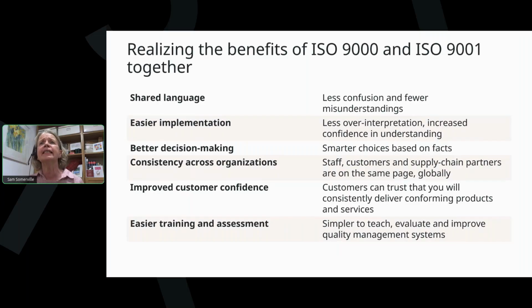And it's that consistency that builds customer confidence because outcomes are more predictable and reliable. And finally, of course, it makes training, auditing, and improvement simpler and more effective. So the key point is that real value comes from using the two standards together, aligning those concepts and the requirements and not treating them separately.